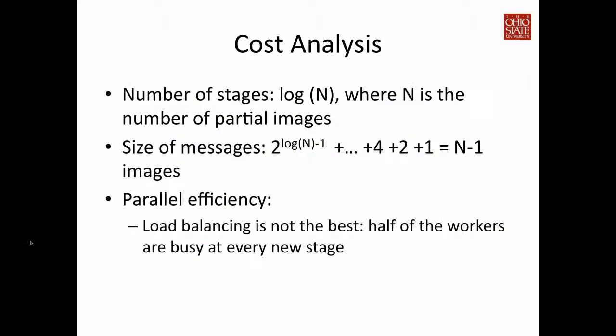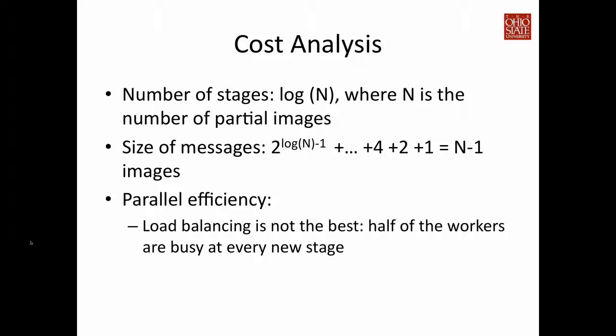Let's perform some simple analysis. First of all, the algorithm I just presented requires a total of log n stages, where n is the number of partial images in the beginning. This is because at every stage, we reduce the number of images by half.